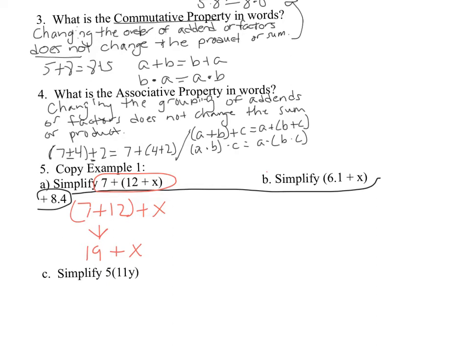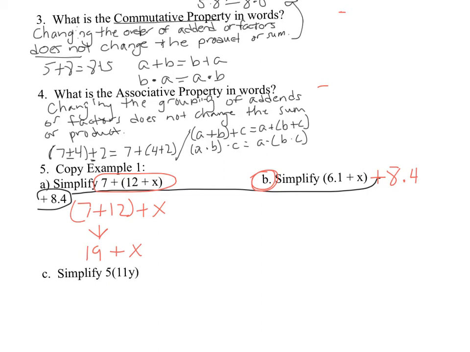Now, if we were to take a look here at b, we're going to simplify this again. Now remember, this has got, in parentheses, 6.1 plus x plus 8.4 that got moved over there somehow. So we're once again going to look at either the associative property up here or the commutative property. Okay? Because we know if we change the order of addends or the grouping of addends, it will not change the sum or product. Okay? So let's take a look at the commutative property.